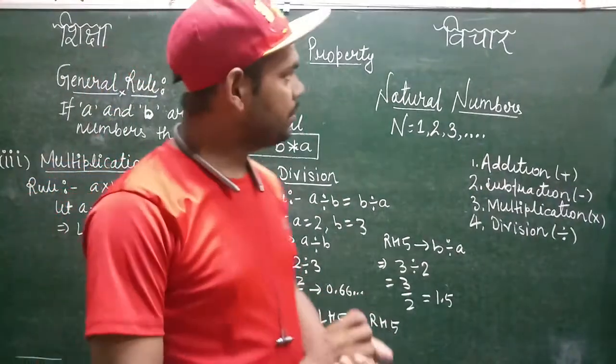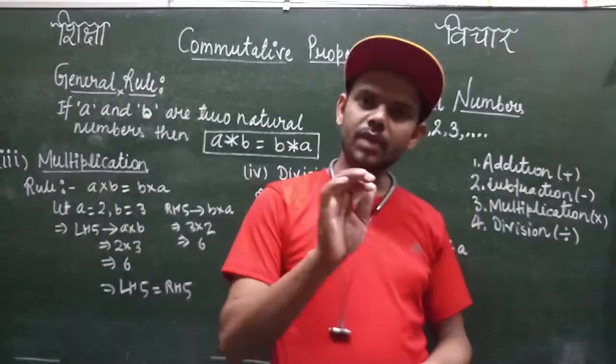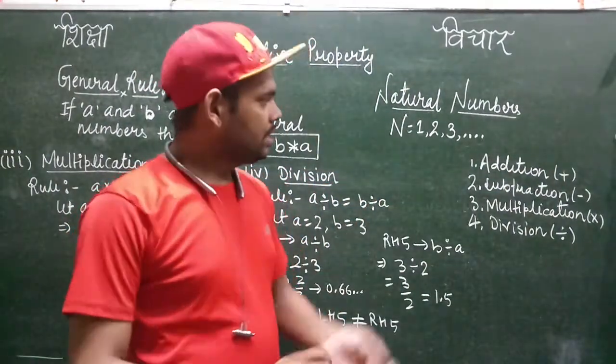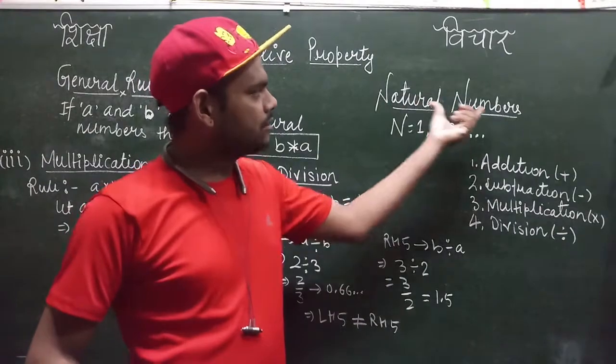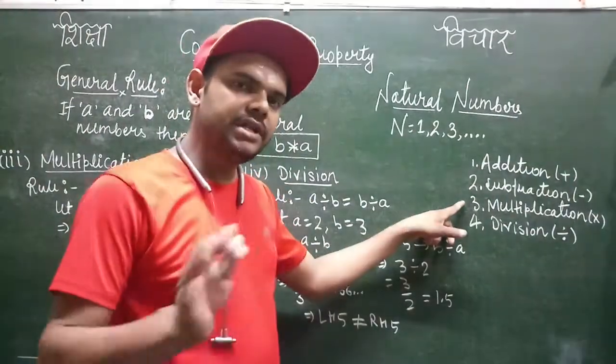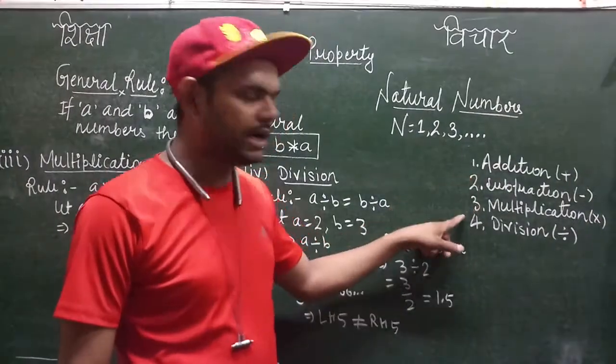So this was the video in which we discussed the commutative property for natural numbers, and we saw that the commutative property for natural numbers is satisfied under addition and multiplication, but it is not satisfied under subtraction and division.